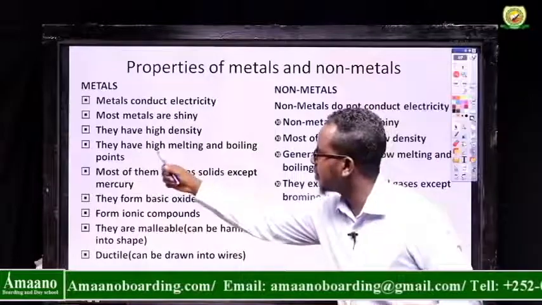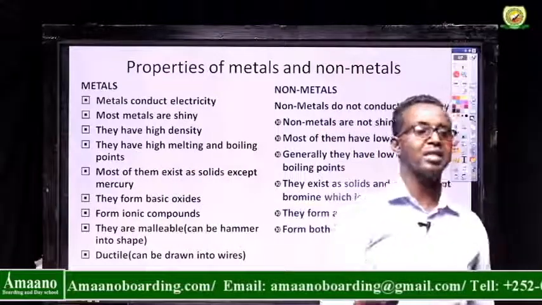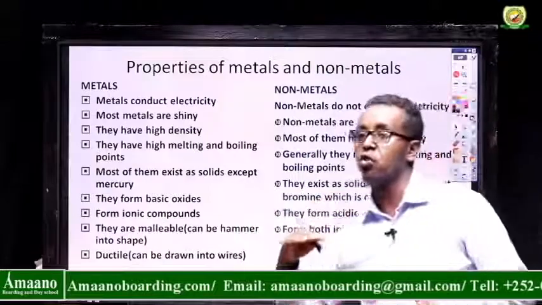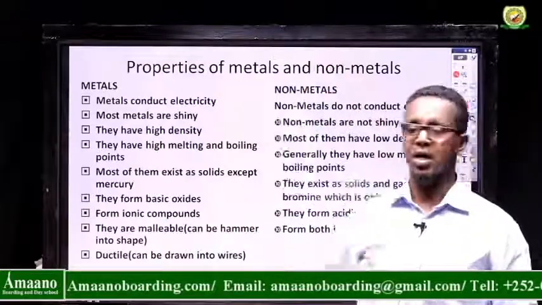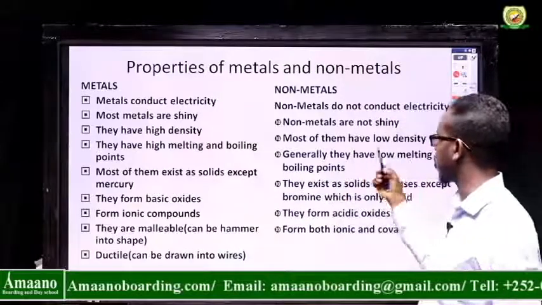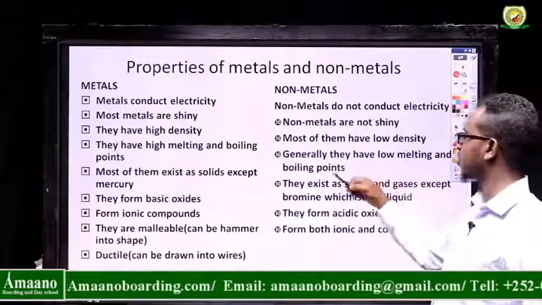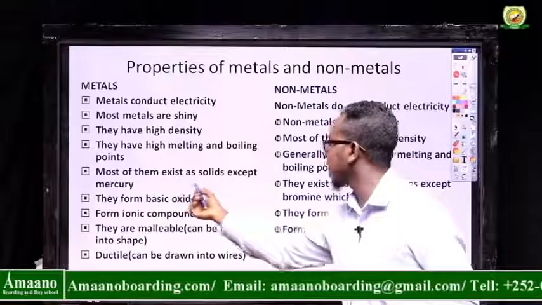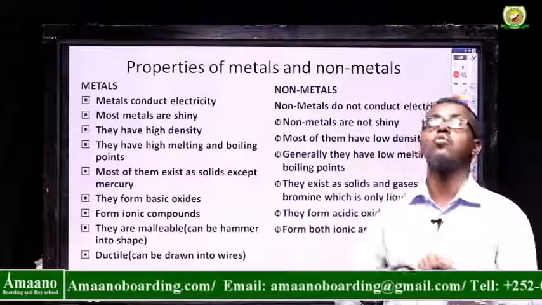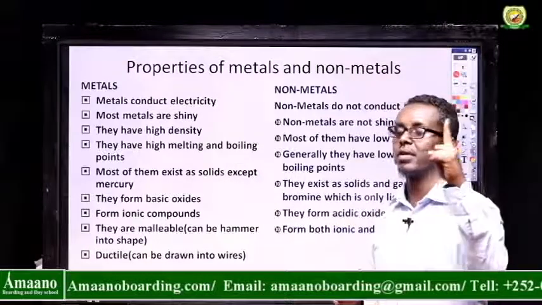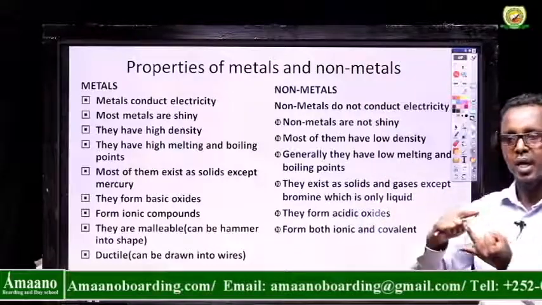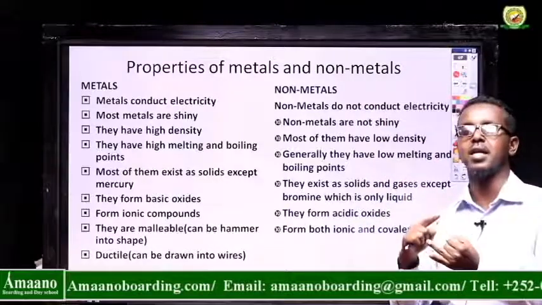What about melting point and boiling point? Melting temperature and boiling temperature in general. Metals have high melting and boiling temperatures. What about the non-metals? It is the opposite. Generally, they have low melting and boiling temperatures. Most of them exist as solids. Metals always exist as solids, or most of them, except mercury, which is liquid at room temperature. What about the non-metals? You can get some solids, one liquid, which is bromine, and the remaining are gases.